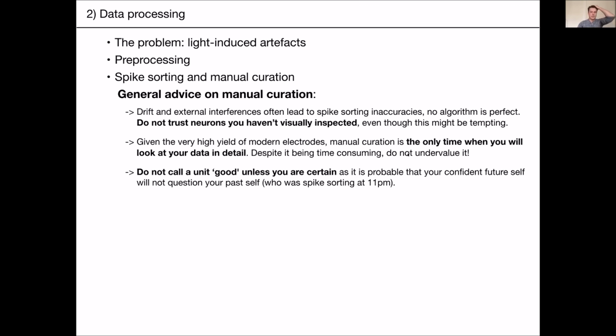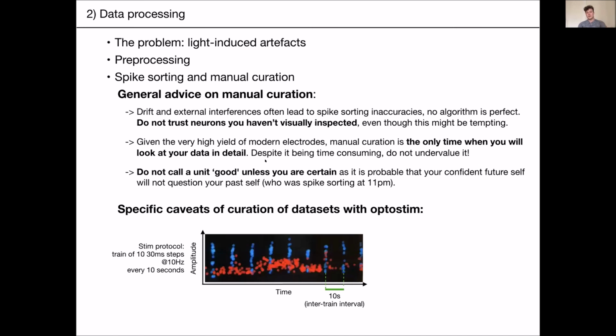You can look at the slides, but essentially look at your data in detail. Do not just trust the output of Kilosort. In general, it's great, but it's always better also to get a gut feeling about the data. That's the only time when you will look at your data in detail, because you have so many neurons. Just go in Phy and look at spikes. And the specific caveats of curation of datasets with stimulation is this kind of stuff.